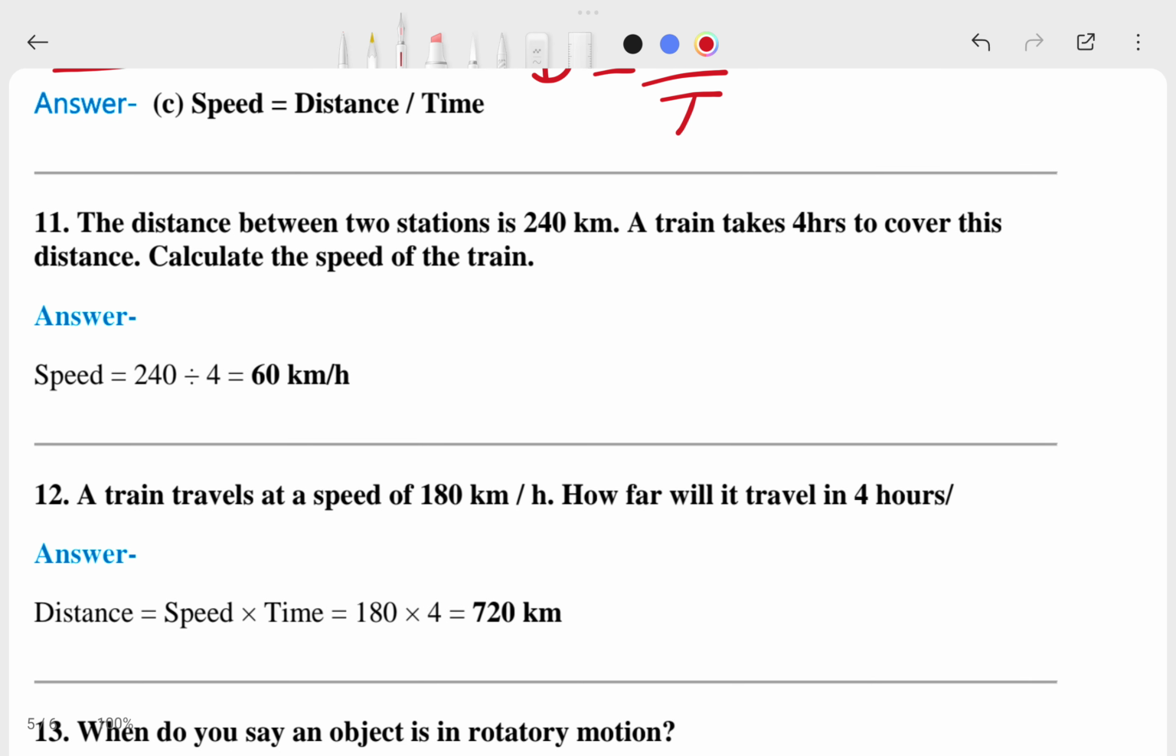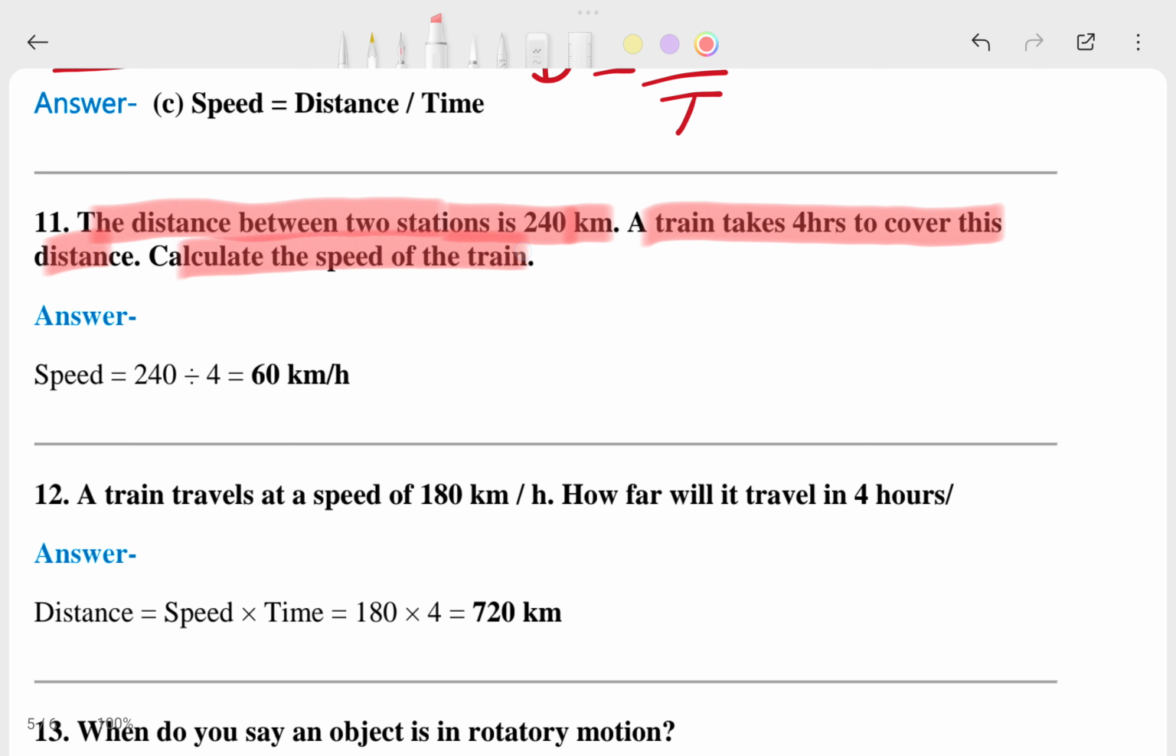Okay, so the next question is given. The distance between two stations is 240 kilometers. A train takes 4 hours to cover this distance. Calculate the speed of the train. Okay, so 240 kilometers for the 4 hours. What is the speed of the train? 60 kilometers per hour.